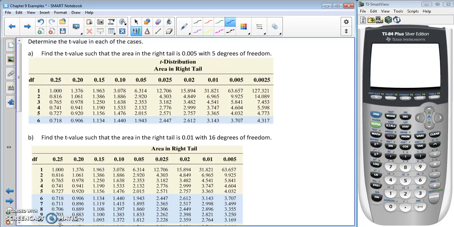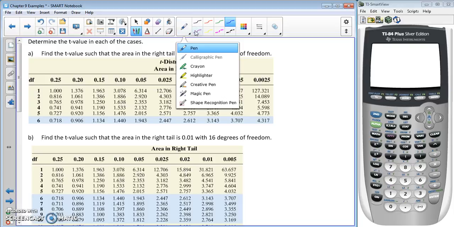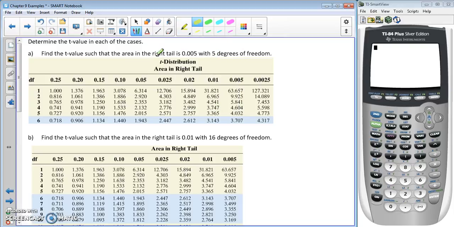So I pasted over the table. There's a Word document or a PDF posted in Moodle with those values for you. I've just pasted what we needed here. So first thing we do is find the t-value such that the area in the right tail is 0.005 with 5 degrees of freedom. Here we want to be careful. The z-score table with the standard normal curve dealt with the area under the curve to the left. This one deals with the right. So we have the area in the right tail is 0.005, and then 5 degrees of freedom.